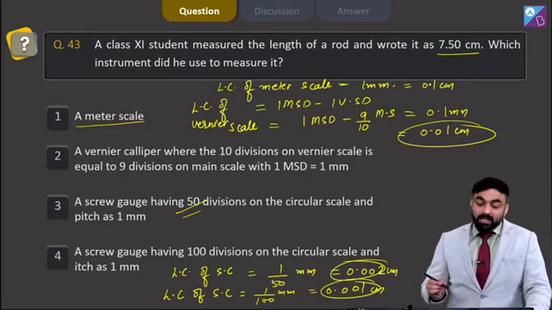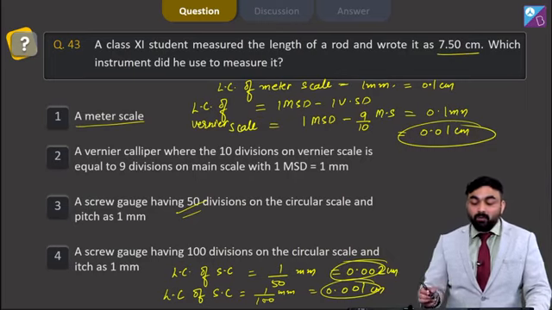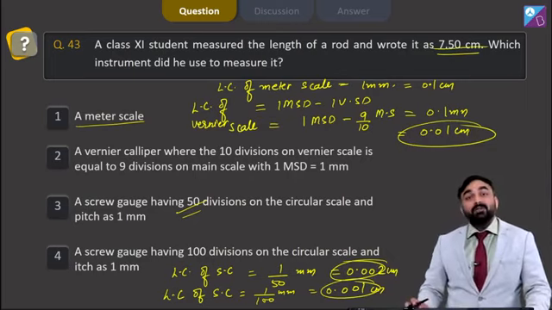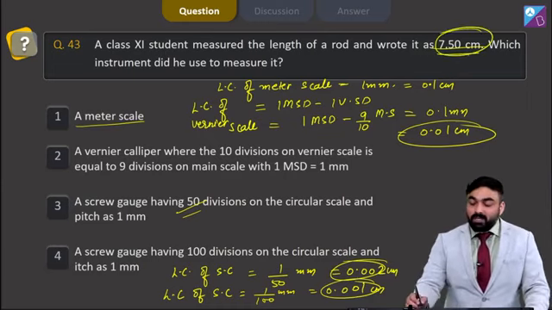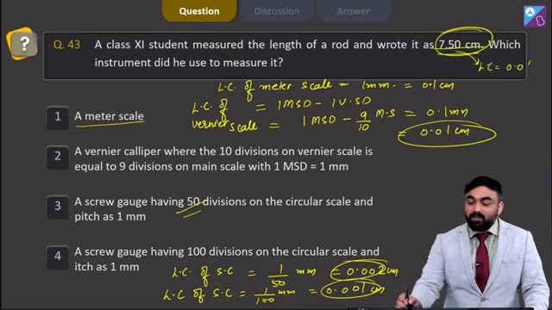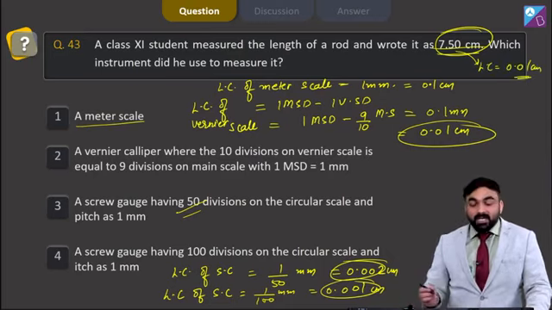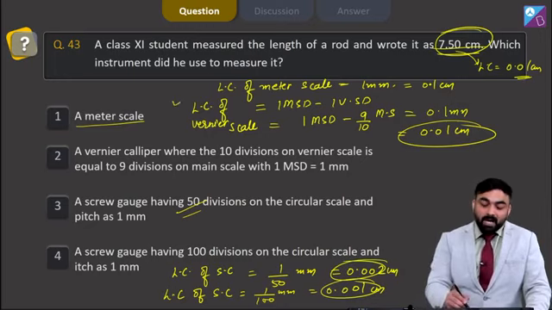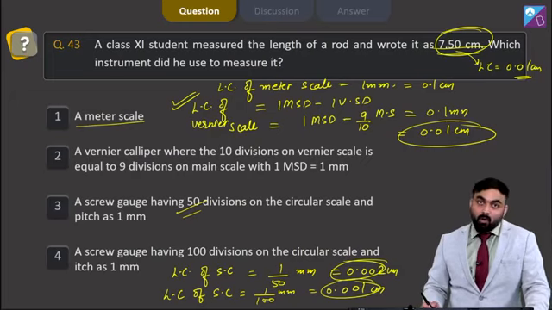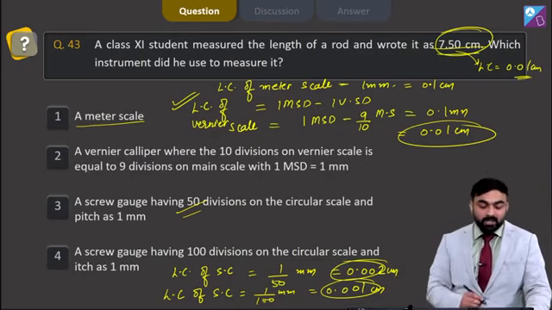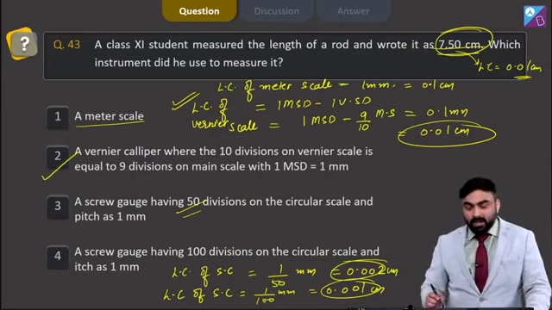In the question, it is stating that the student measured length of rod as 7.50 centimeter. And with this particular value, we can easily say that least count here is 0.01 centimeter, which can only be measured with the help of vernier scale based on the data that are given in options. Correct? So, our correct instrument that the student used to measure the length of rod is vernier scale. So, option number 2 is the correct answer.